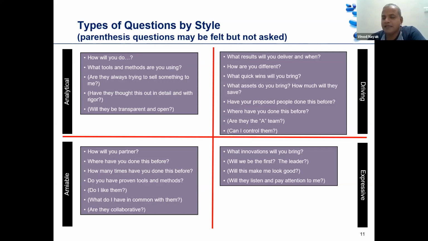That is one. Then the third people, who are amiables, the way they communicate is more in terms of partnership. So they talk about, okay, how will you partner with us? Do you have any proven tools and methods? Will that help the people improve themselves? Have you done this before? What do you both have in common? Are they collaborative? They work more in terms of collaboration rather than talking about you being a subordinate or a vendor to them.